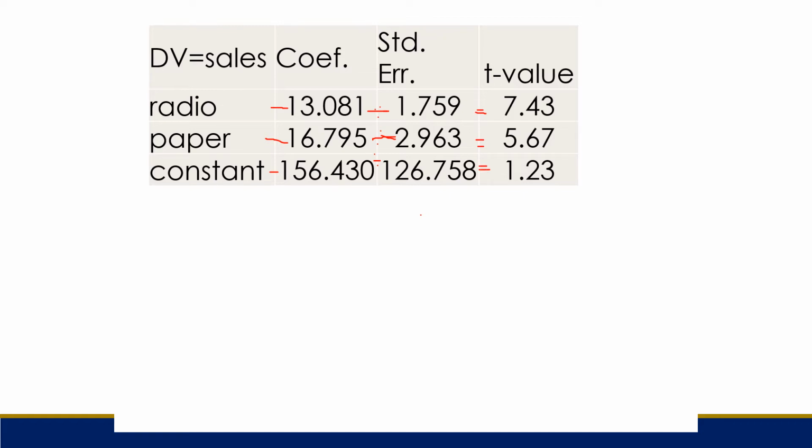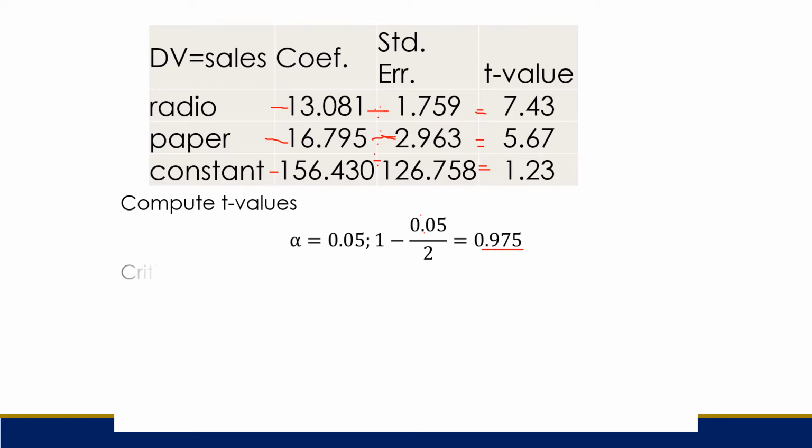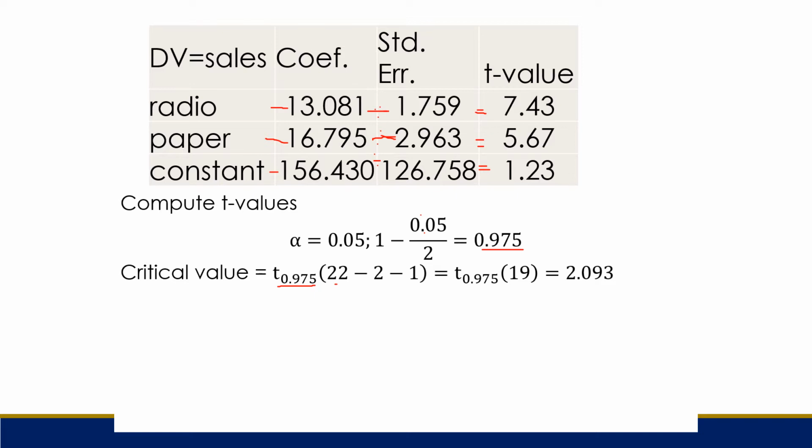And now those are our computed t-values. Now we have to get the critical value to be able to compare with the computed t-values. Remember, our alpha is equal to 0.05, and so if we take 1 minus alpha over 2, we get 0.975. So the critical value that we are looking for is the t at 0.975, and 22 minus 2 minus 1 degrees of freedom, which is 19, and this value you can read off from the tables as we showed you earlier.